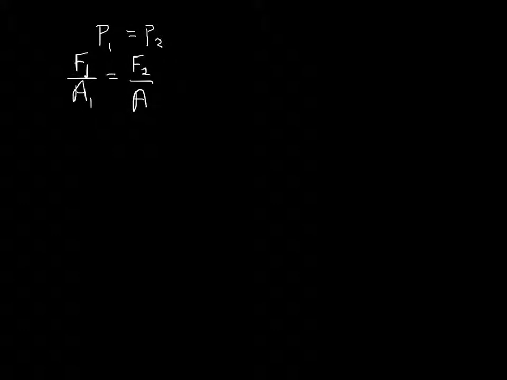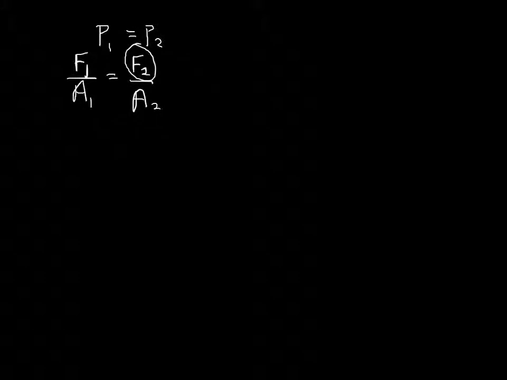So with a hydraulic press, we've already established that pressure 1 on one side of the press is equal to pressure 2. So force 1 divided by area 1, pressure is just force divided by area, is equal to force 2 over area 2. I want to know how big of a thing I can lift with my hydraulic press, so that's going to depend. So that's going to be what F2 is.